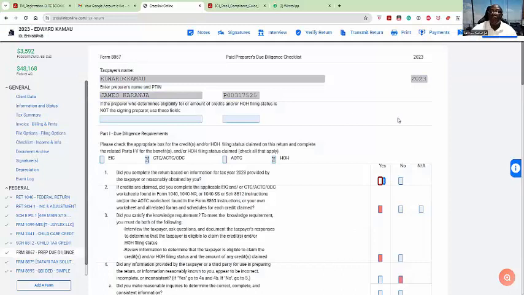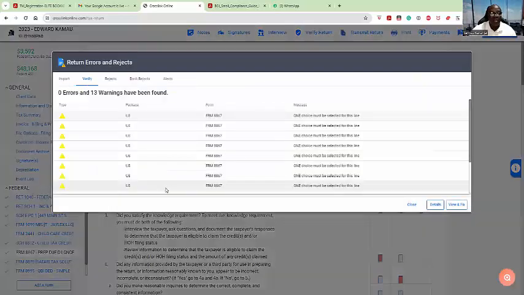Okay, now this is Form 8867. You have to answer these questions. Did you complete the return based on the information for tax year 2023 provided by the taxpayer? Yes. Okay.